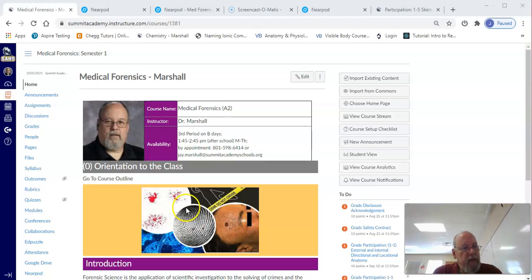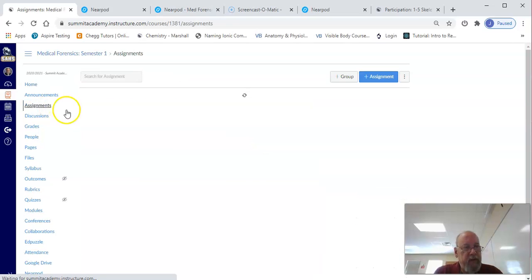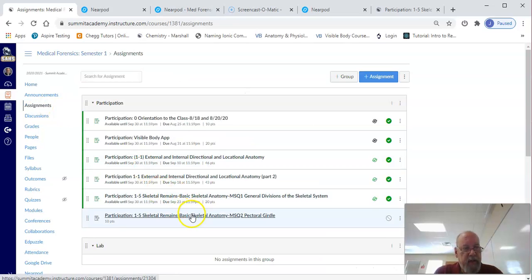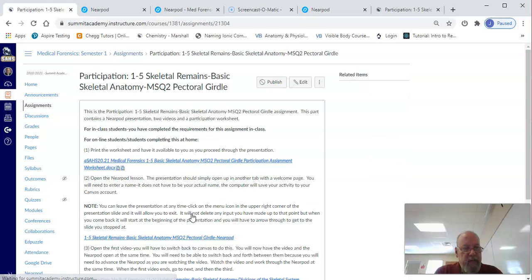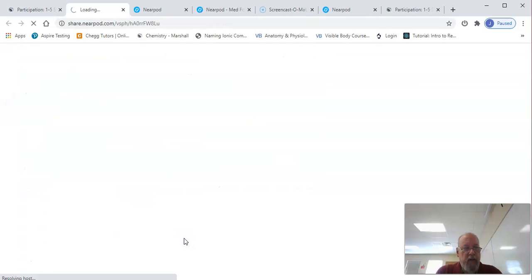And if you're here, I'm assuming you got here by coming to the home page first and then clicking on assignments and then clicking on this assignment, MSQ2, and then recognizing you need a worksheet and clicking on the Nearpod.